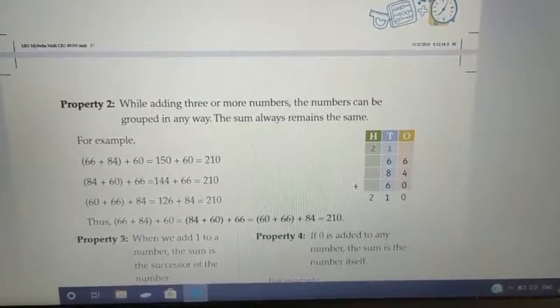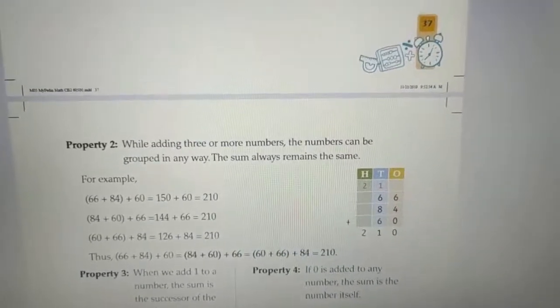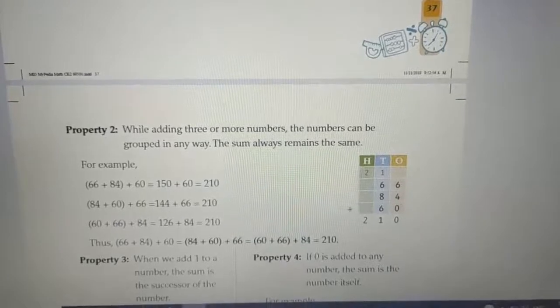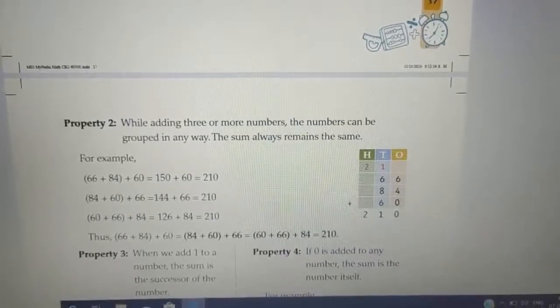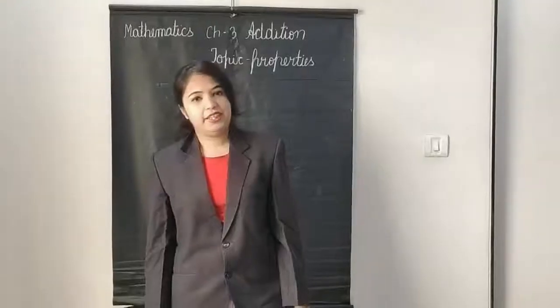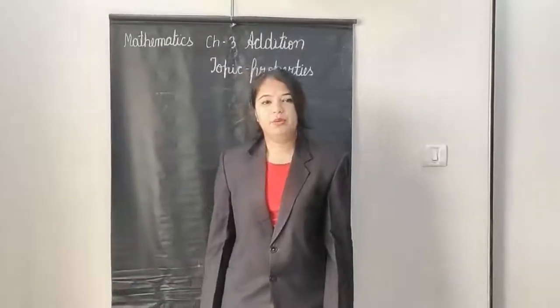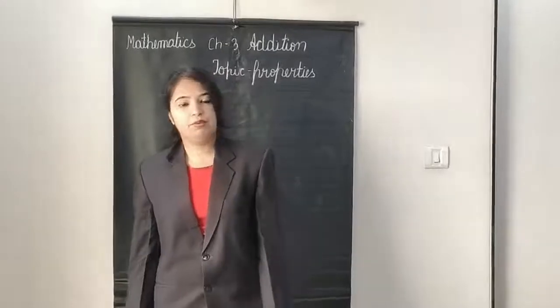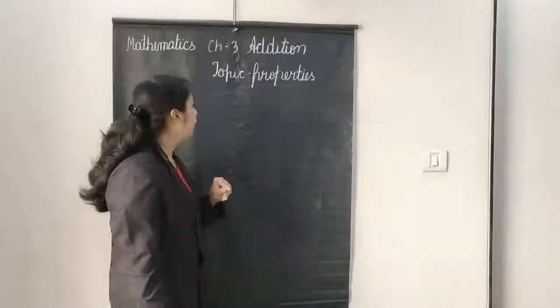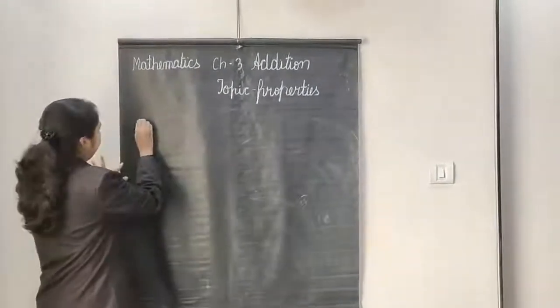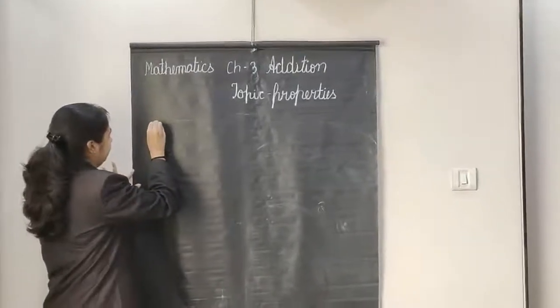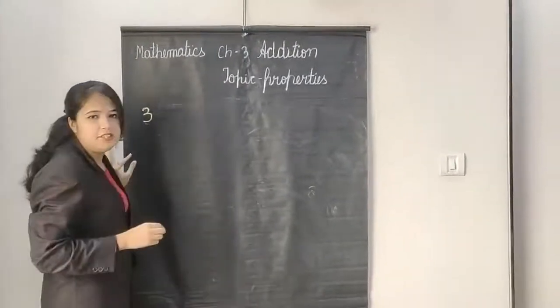Now let's move forward on the board. First I will explain property number 3 and 4, and afterward we will read them. After reading property number 1 and 2 from the textbook, now let me help you understand property number 3 and 4. What is property number 3? Property number 3 of addition.